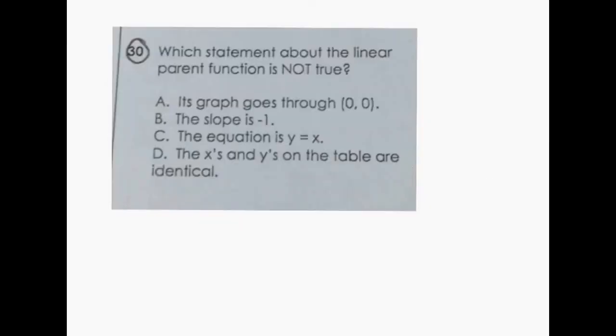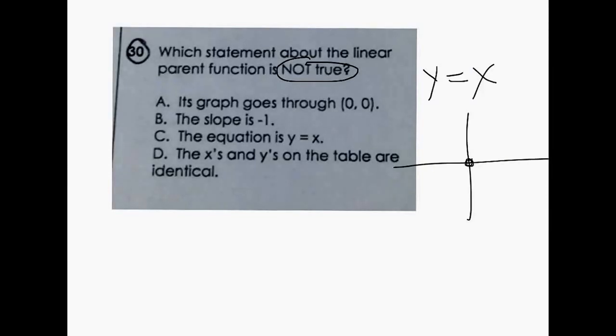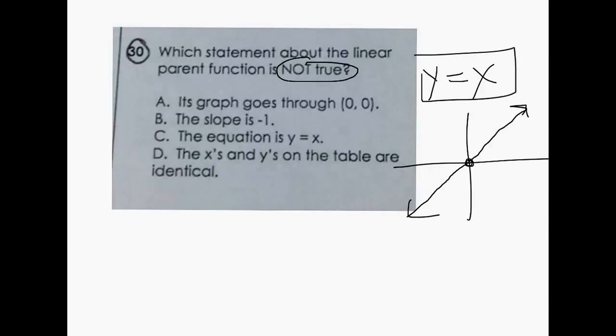And last one. Which statement about the linear parent function is not true? We learned that the linear parent function is y equals x, and if we type that into our calculator, it's this perfect line that goes from corner to corner straight through the origin, just like that. And you can type this in your calculator if you ever forget what it looks like. So, it's a graph that goes through the origin. That is correct. It has a slope of -1. That is not correct, because -1 would mean it goes downhill.